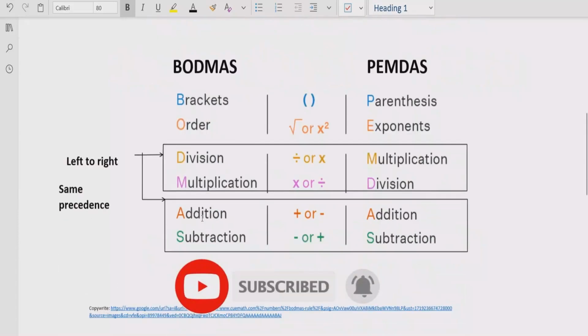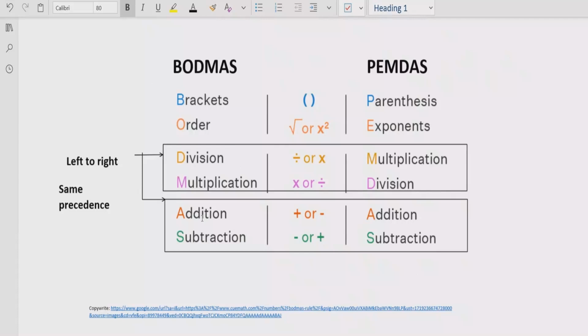Now let's talk about the rules which we can follow to solve the given expression. Here we will discuss two rules, BODMAS and PEMDAS. These rules we can apply to solve any arithmetic expression. The rule says if your expression contains any bracket or parenthesis, you have to solve that part first. After the bracket, you have to solve the power of any number. If your expression contains any number which has a power, you have to solve that part after the bracket.